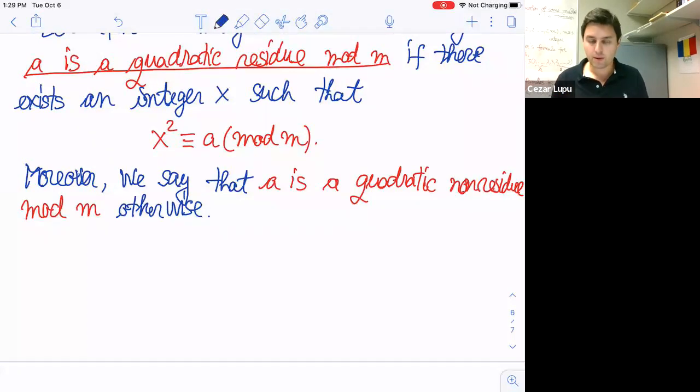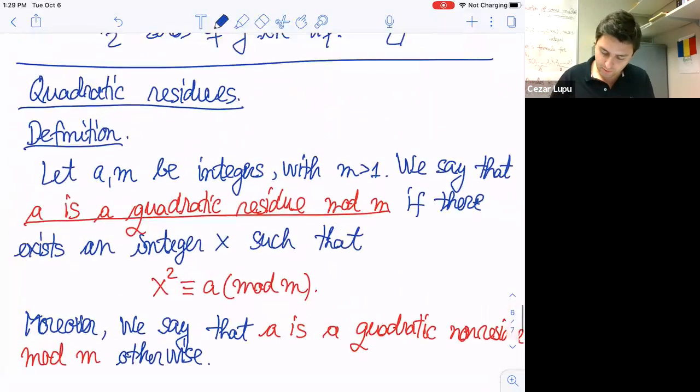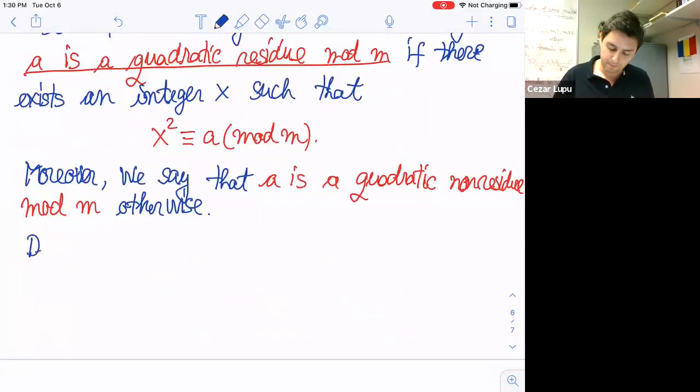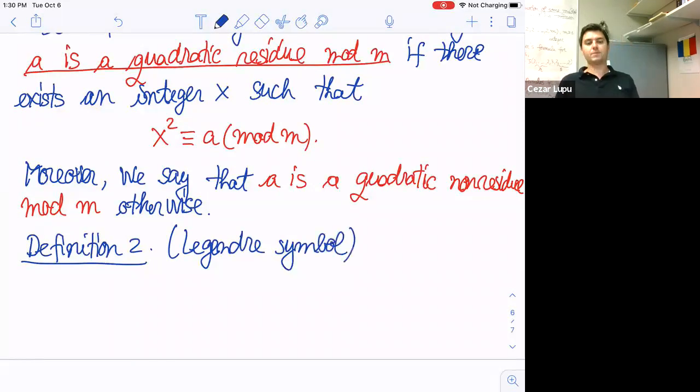And now I'm going to define the following. We're going to write this in a certain way, and I'm going to define what we call a Legendre symbol. So let's call this definition 1, definition 2, and then I'm going to give you an example. There is a way to write this quadratic residue. In fact, there is also a Jacobi symbol, but I'm not going to talk about this. I'm just going to stick to the Legendre symbol. I think it's already too much.